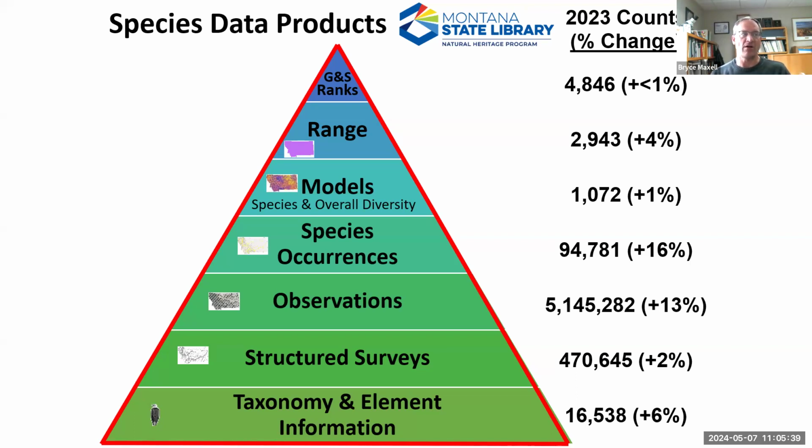We track polygons of species of concern, where those species of concern are breeding, almost 100,000 of those. We model the predicted habitat suitability of individual species across the state. We have over 1,000 species modeled. We draw range polygons delineating what we think the boundary of the range of the species are in the state, about 3,000 of those. And then we assign those global and state conservation status ranks. We have about 5,000 of those 16,000 that we've assigned conservation status ranks to.